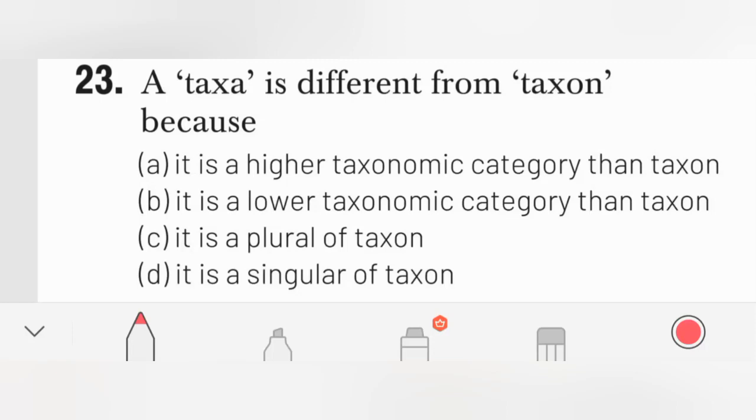A taxa is different from the taxon because, options are: A, it is a higher taxonomic category than taxon; B, it is a lower taxonomic category than taxon; C, it is the plural of taxon; and D, it is the singular of taxon. Okay, so what is the answer? Yes, the answer is C. It is the plural of the taxon.